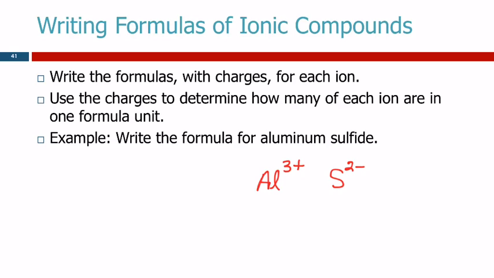Now there's many different methods for figuring out how these go together. One of them would be crisscross. Take this 3, that's the subscript for the S, the 2 is the subscript for the aluminum, get Al2S3. That's the formula for aluminum sulfide.